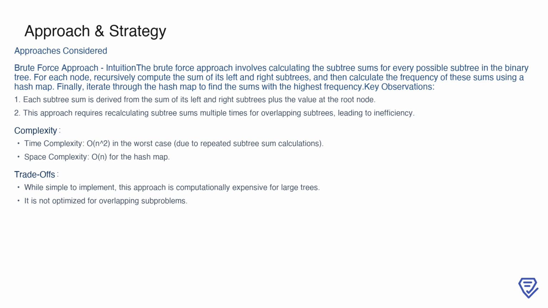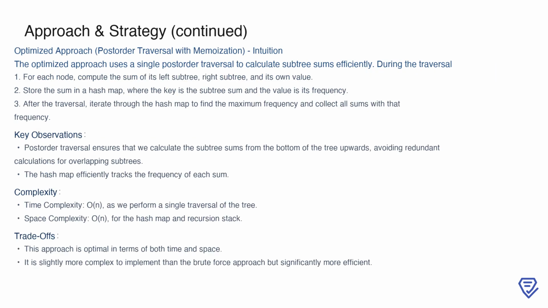While this method is straightforward to implement, it is computationally expensive, especially for larger trees, because it does not optimize for overlapping subproblems. Instead of the brute force approach, we can use an optimized method that relies on post-order traversal combined with memoization.